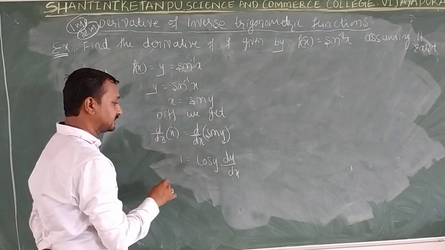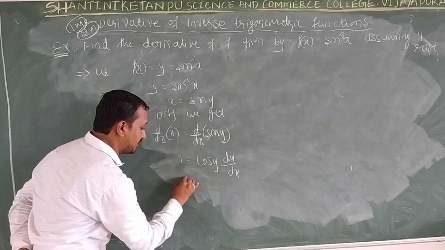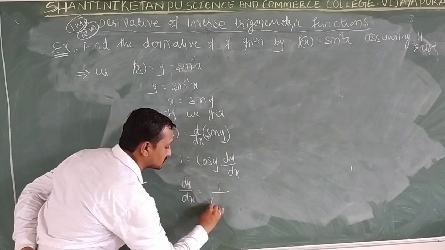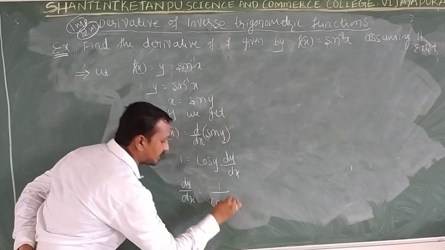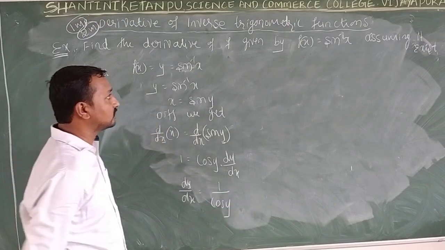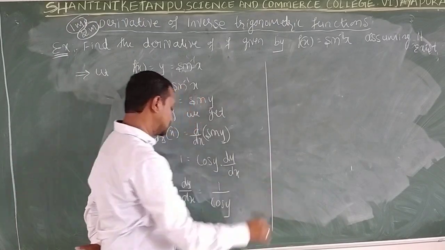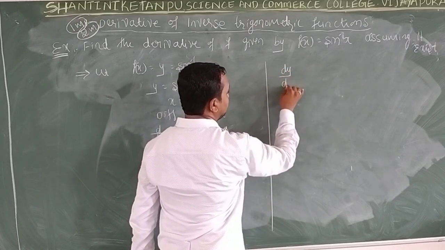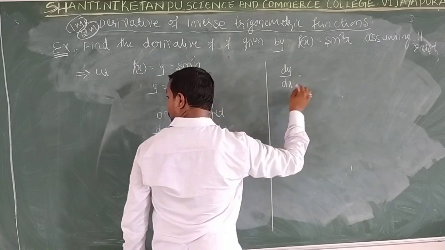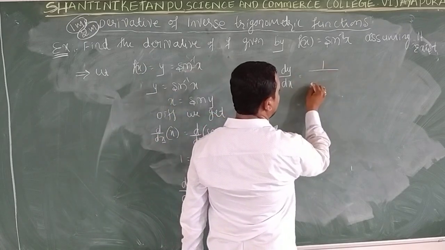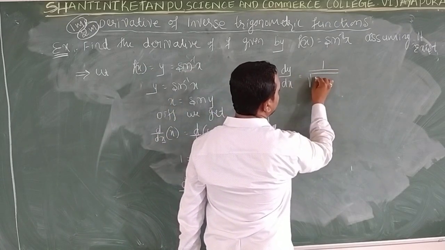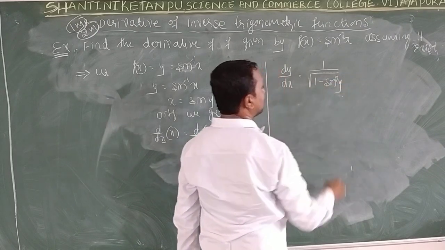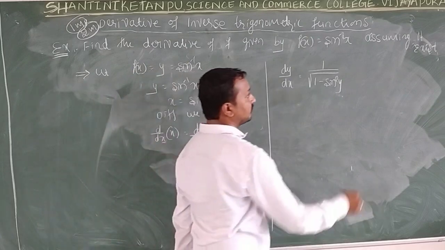Is that clear? Then dy by dx equals 1 divided by cos y. So dy by dx equal to 1 divided by cos y can be written as 1 divided by the root of 1 minus sin squared y. We already know that.